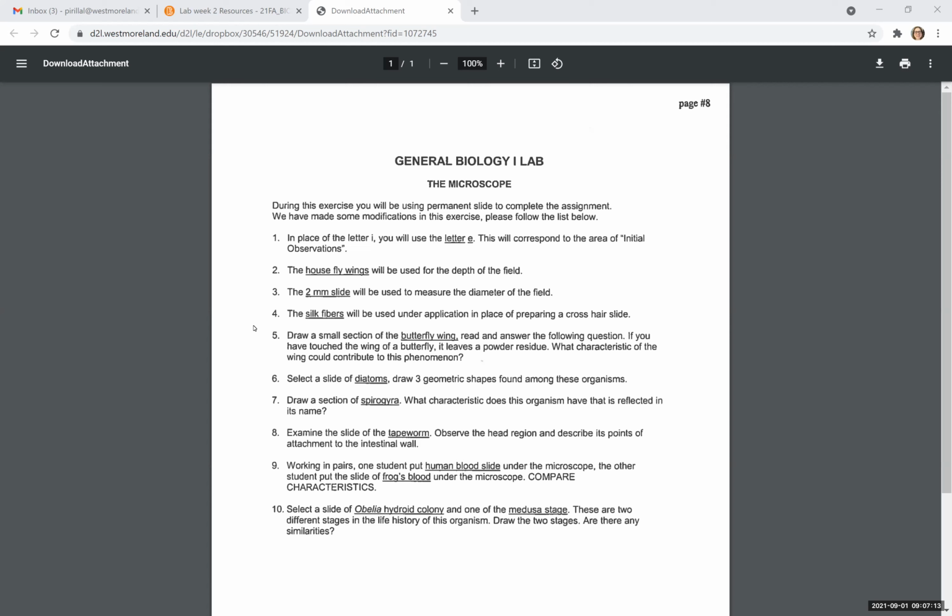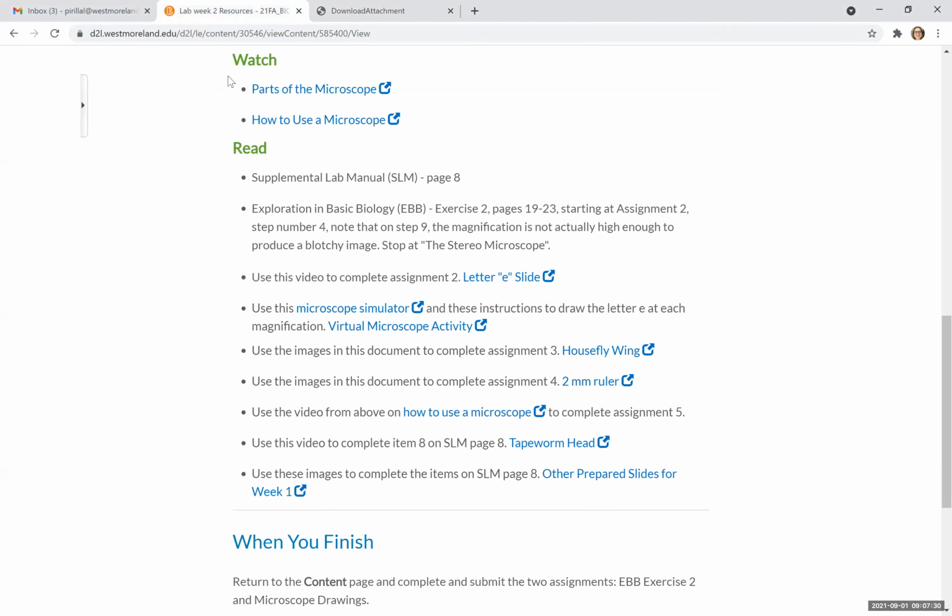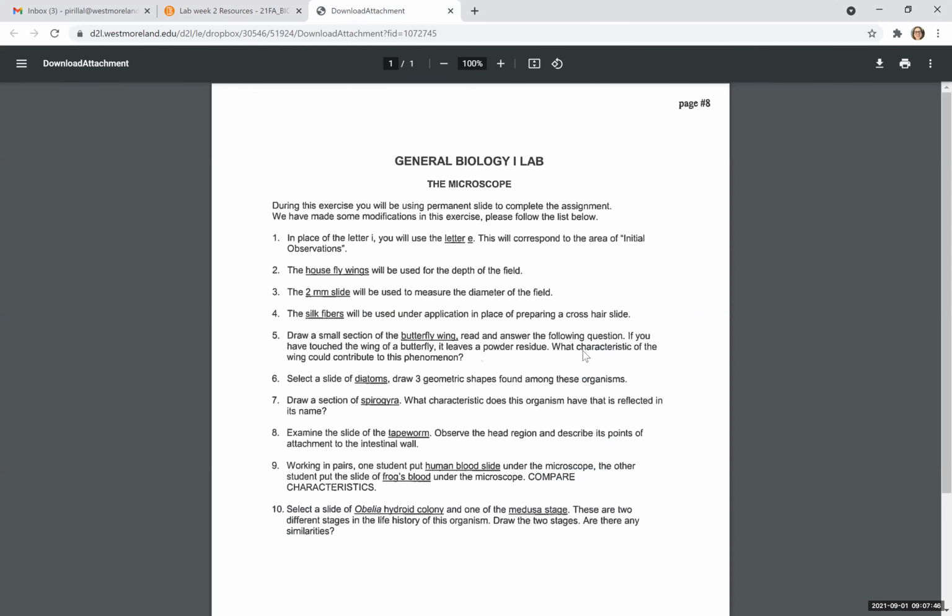And then it starts with these questions at 5, 6, 7, 8, 9, and 10, where it's either asking you a question about something you looked at or asking you to draw it. Both those correspond to nothing in the textbook. They correspond only to these images that I have provided over here. So for the first one, number 5, draw a small section of the butterfly wing, answer the question.